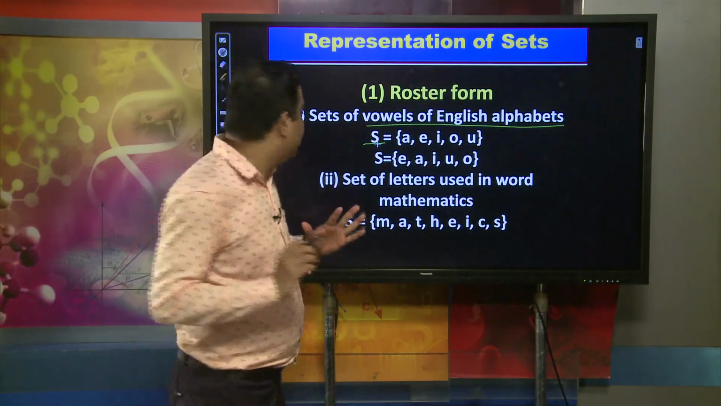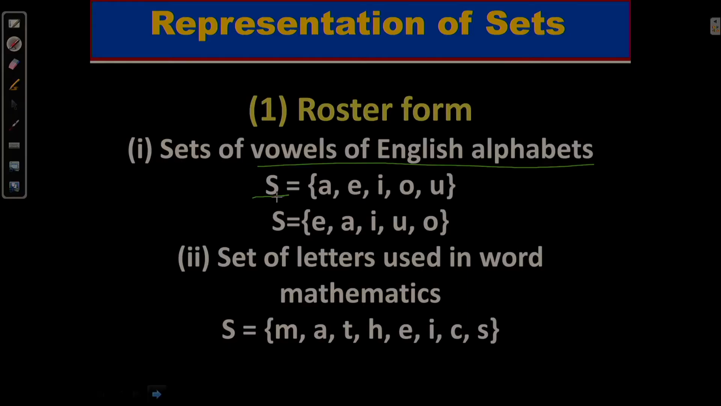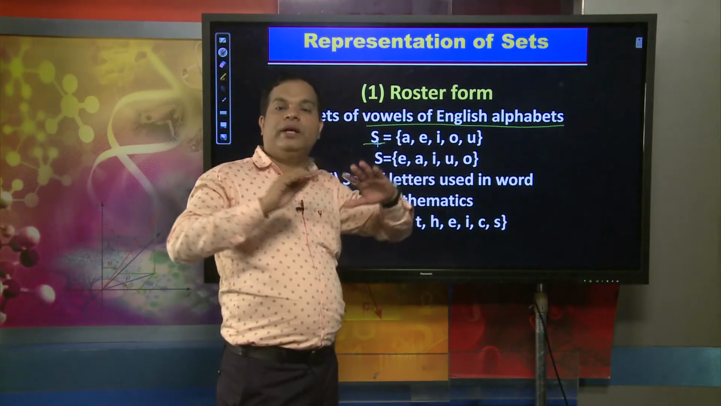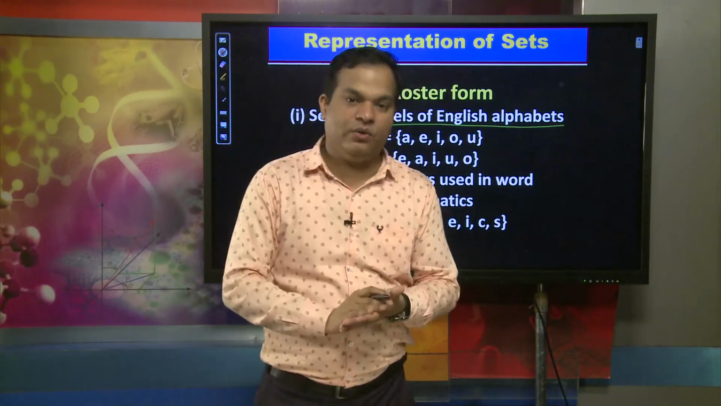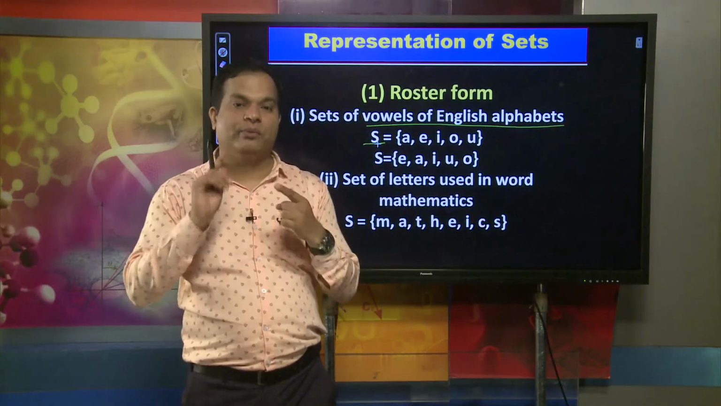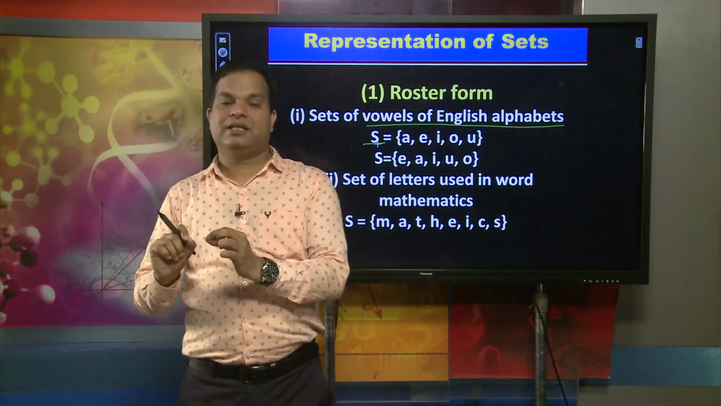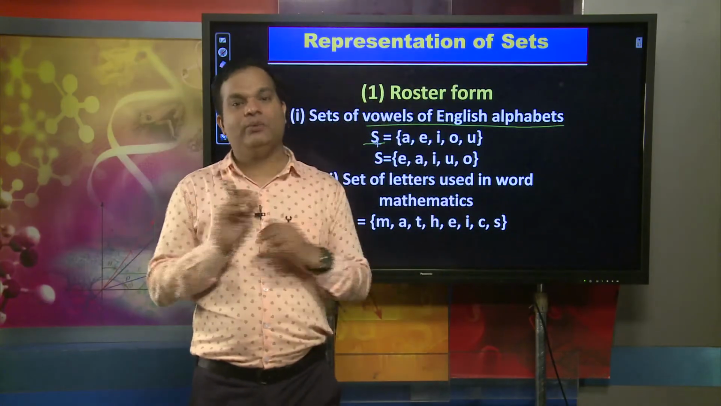We must understand that the name of the set must be written in a capital letter, the elements are written in small letters, and elements are separated by commas, like a comma, e comma, i, like this, and enclosed within a bracket. If you do not put a bracket, it is not a set. So when we are writing the set in roster form, this is the principle: the name of the set in a capital letter, the elements in small letters, separated by commas, and included within a bracket.